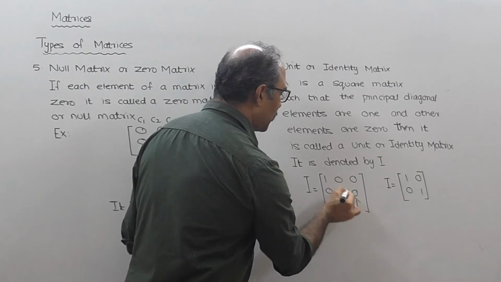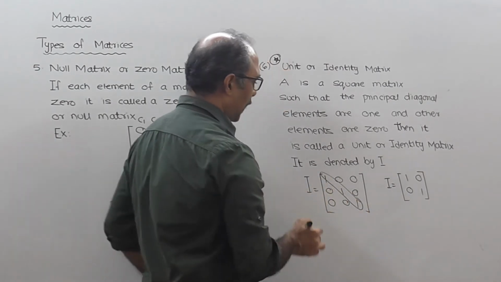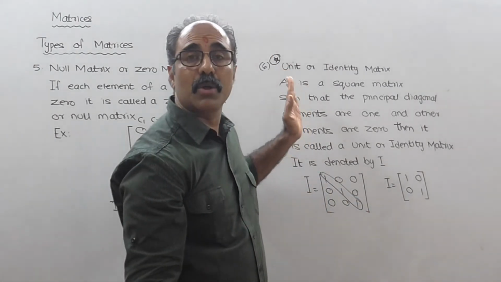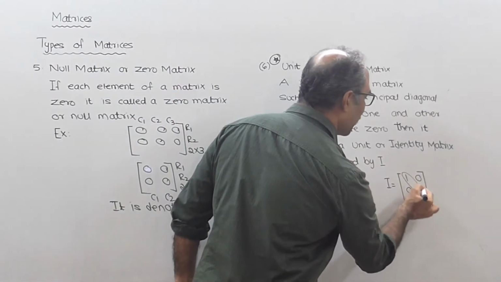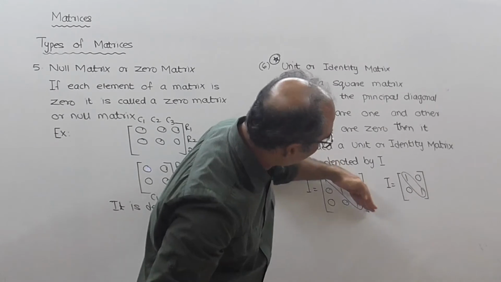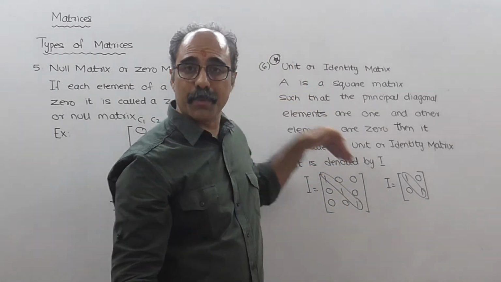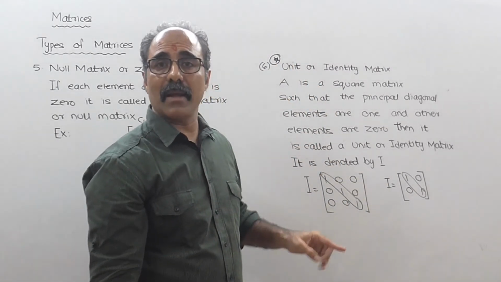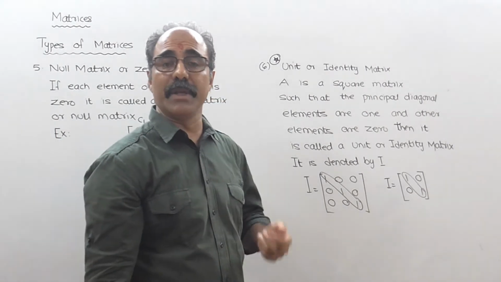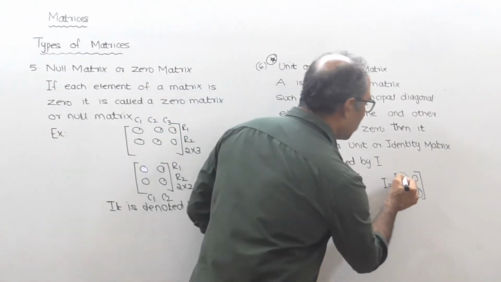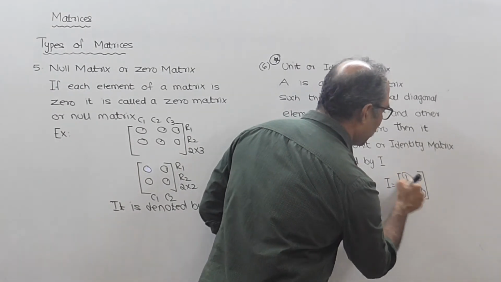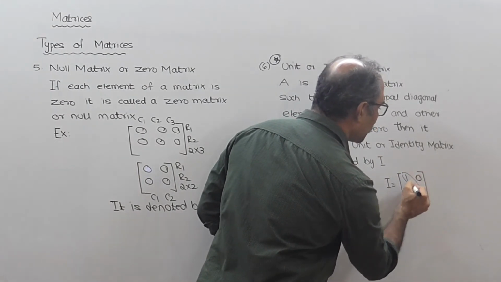So this is called the principal diagonal elements, that is starting from the top left to the bottom right. This is also called the principal diagonal elements. So the elements going diagonally from top to bottom, if they are 1 and all other elements are equal to 0, then that matrix is called an identity matrix. Check, this is 1, 1 diagonally, rest are 0.